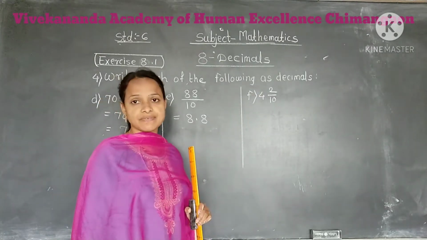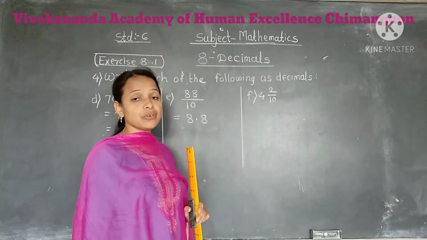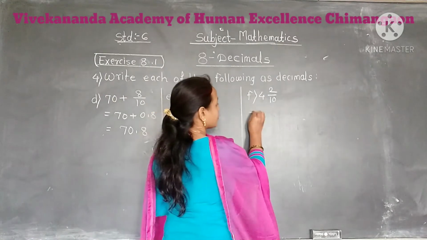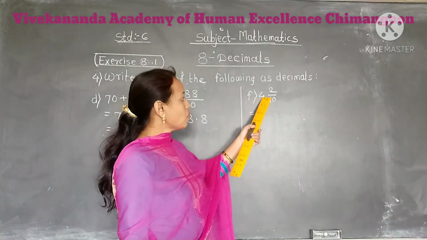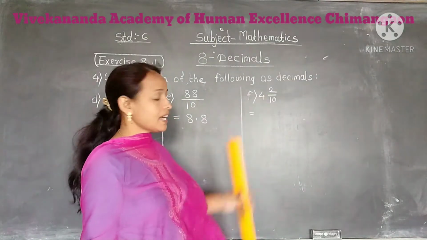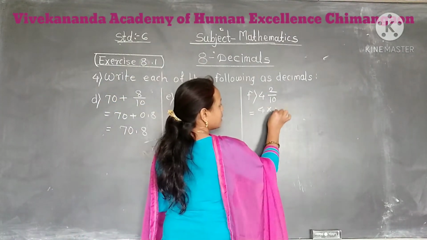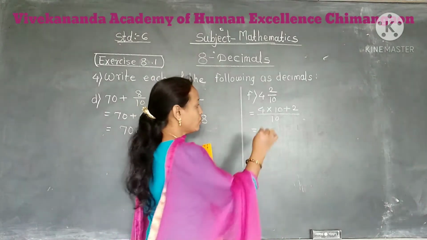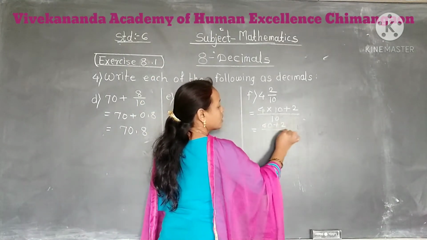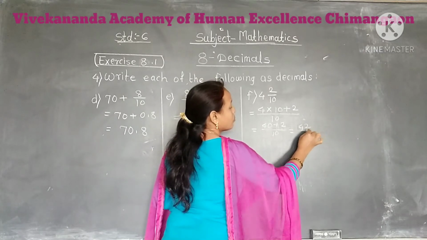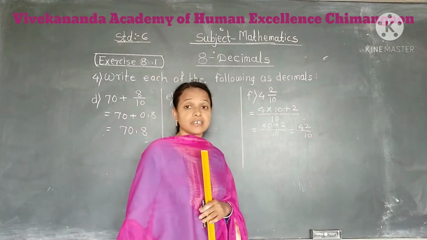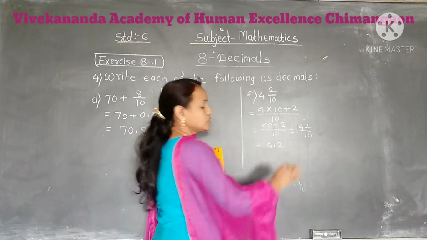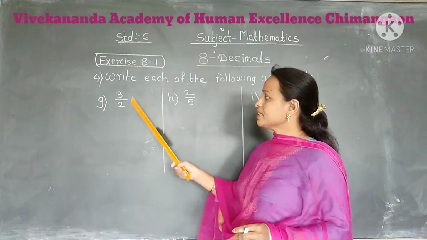Next example is 4 2/10. This is a mixed fraction. So here we have to convert this mixed fraction into an improper fraction. How to convert? We multiply the whole number with the denominator 10 and add the numerator 2. So 4 multiplied by 10, 4 tens are 40, plus 2 upon 10, we get 42 upon 10. So we write its decimal representation as 4.2.